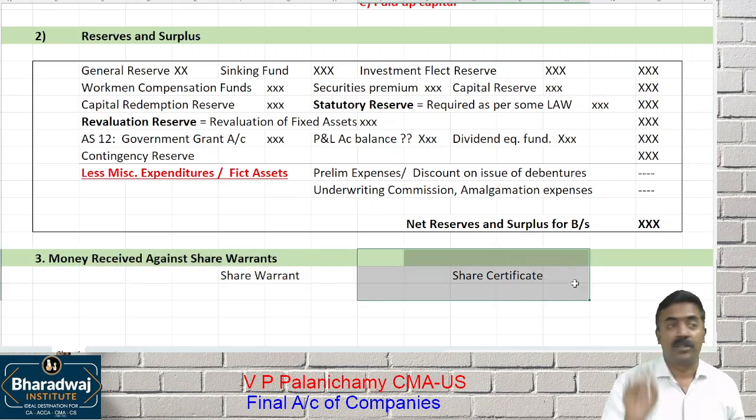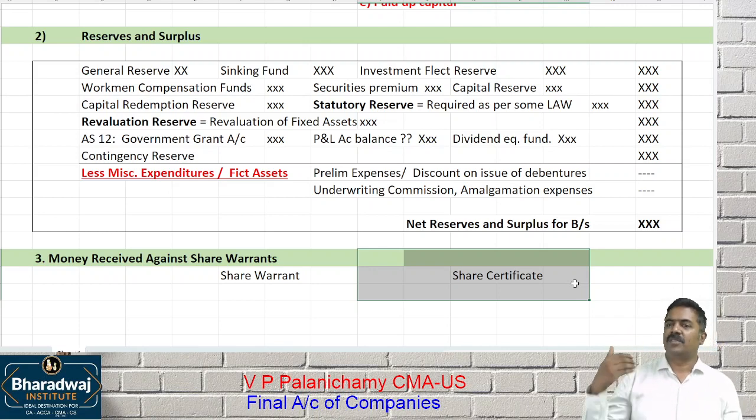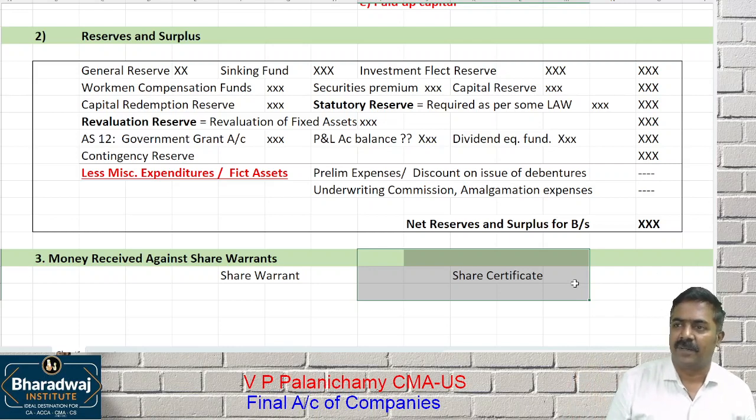Shareholders who are holding share certificates: complete details will be available with the company. When a dividend is paid, it will come to your bank account directly. Your name, your address, your bank account details, all are available with whom? The company. When the dividend is paid by the company, what will happen? Automatically, it will be credited to the bank account.